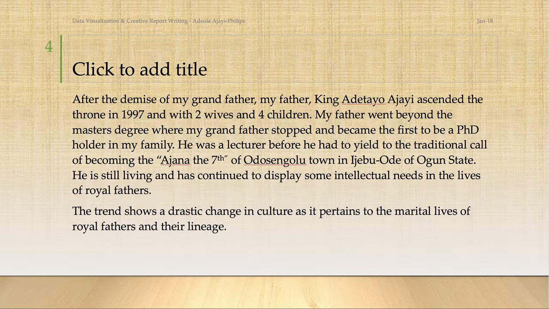So now, after the demise of my grandfather, my father, King Adeola A1 Ajayi, ascended the throne in 1997, with 2 wives and 4 children. You can see now that the number of wives is reducing and the number of children is reducing too. This man went beyond a master's degree and came up with a PhD. He has been able to impart knowledge as needed in the royal lineage.